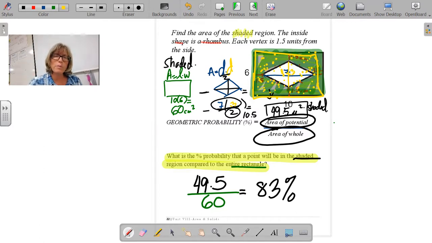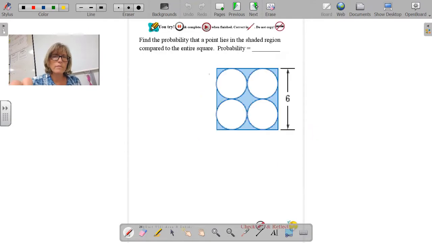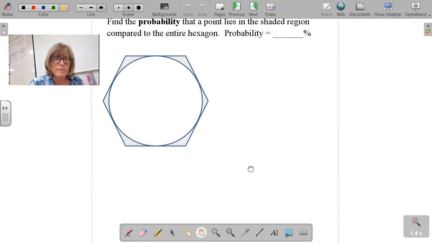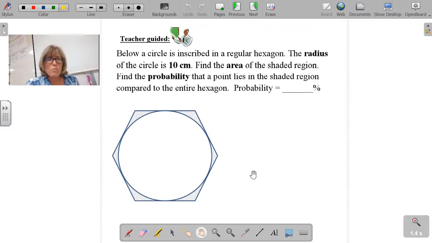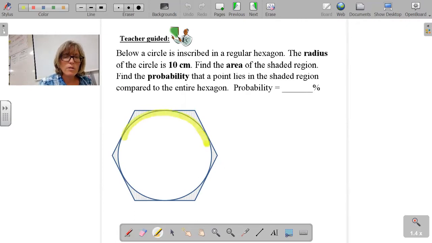Let's try another problem. This one we'll do together. The next one you're going to do on your own. Below is a circle. So let's just kind of get our bearings here. We have a circle. And the circle is inscribed in a regular hexagon.